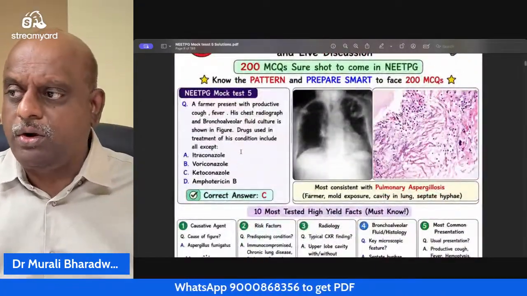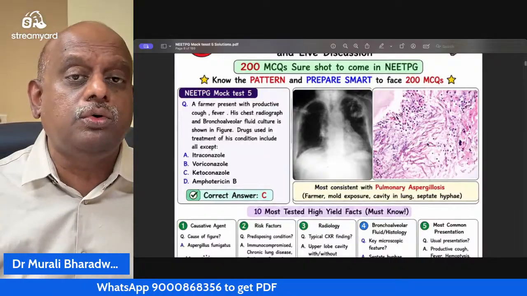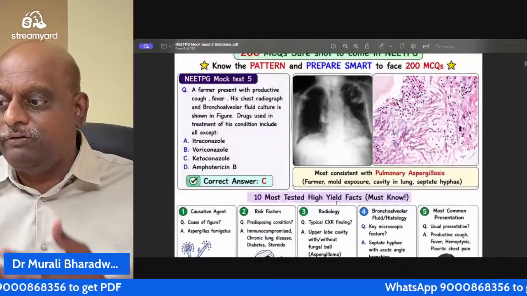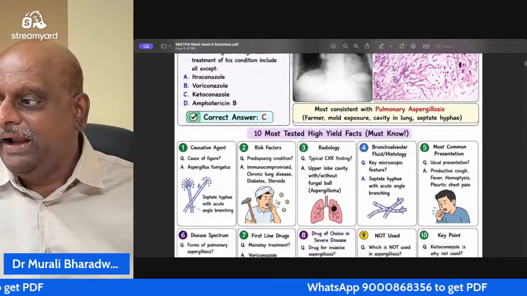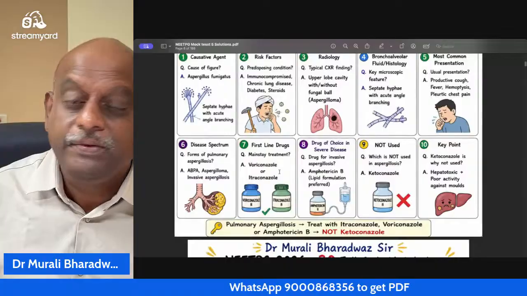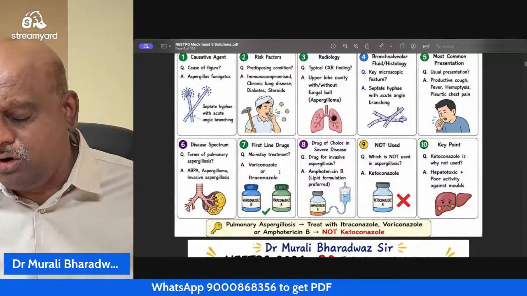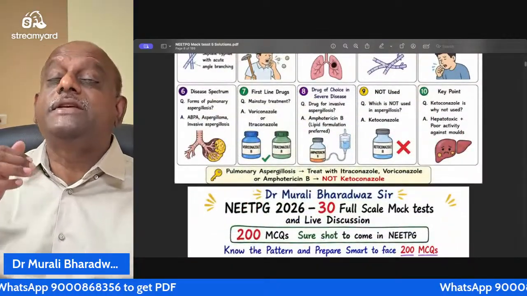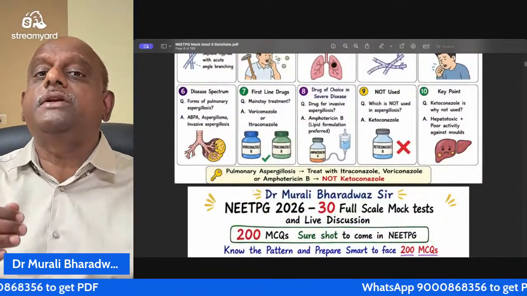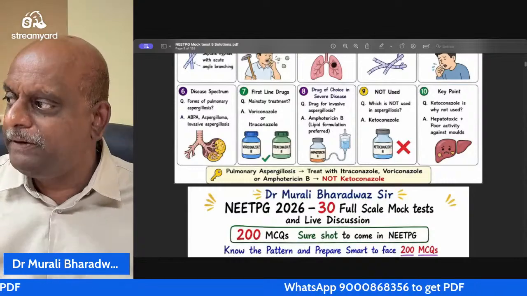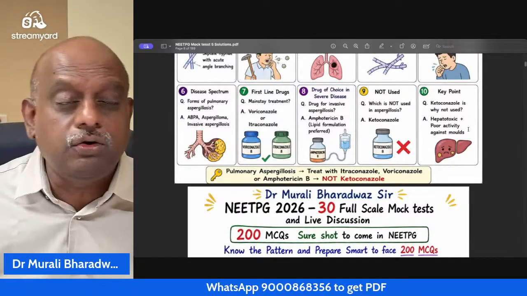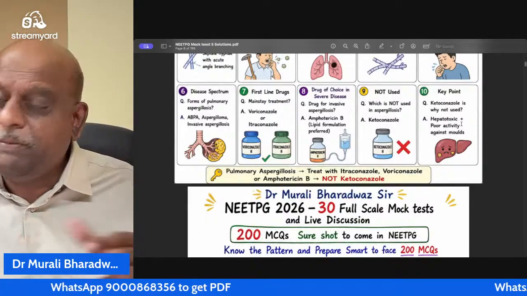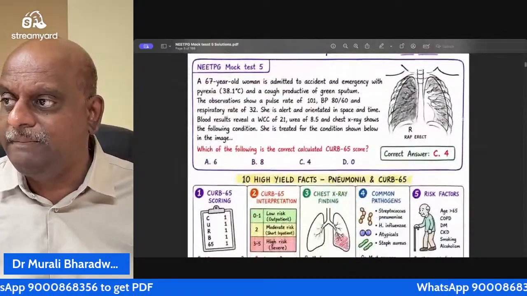A farmer with productive cough, bronchoalveolar lavage has been shown typically, which is showing septate hyphae, which is classical of aspergillosis. And what is the treatment of aspergilloma, doctor? Voriconazole or itraconazole is what you have to basically remember. Whenever the disease becomes severe, that is the time where amphotericin B lipid formulation is the one which is preferred. And what is the side effect of ketoconazole? All patients on ketoconazole, you need to check for the LFT because hepatotoxicity is the classical feature.